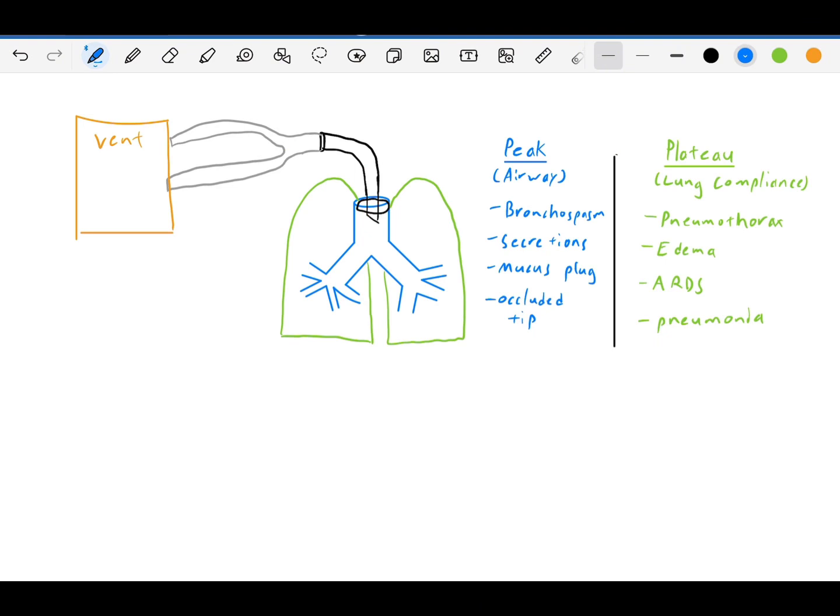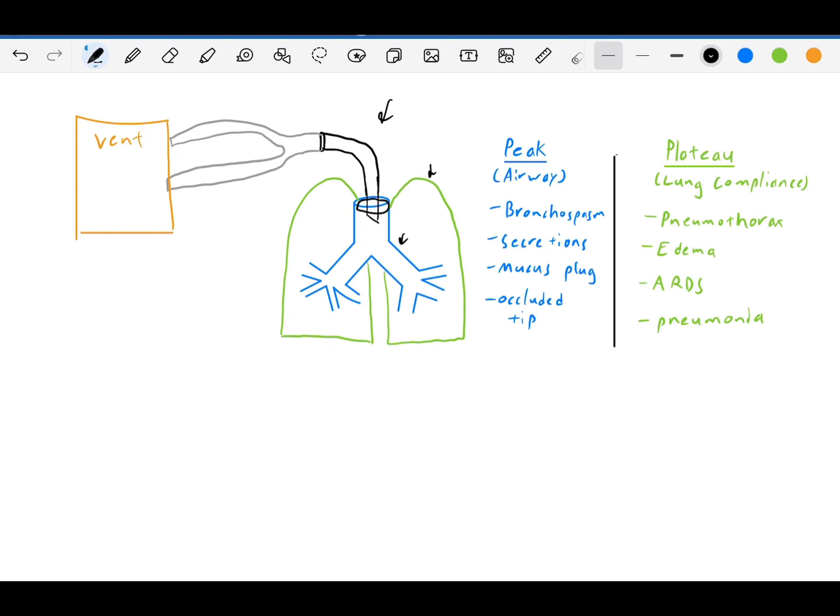Now that we understand what they look like on the actual ventilator, I think it's important to understand what elevations in these values actually mean. On the left, I have a very cartoon example of lungs in green, the airways in blue, and the ET tube in black that connects to the ventilator in orange.